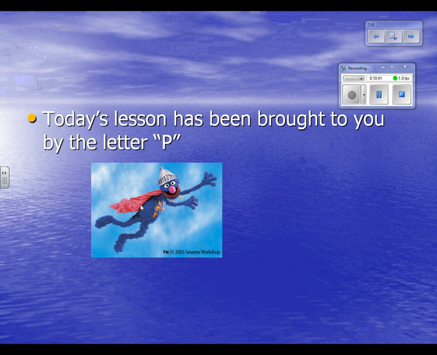By the way, today's lesson has been brought to you by the letter P. I don't know why that's still in there. I think someone said the blue reminded them of Grover. So that's actually Super Grover. That is Super Grover, you're right.